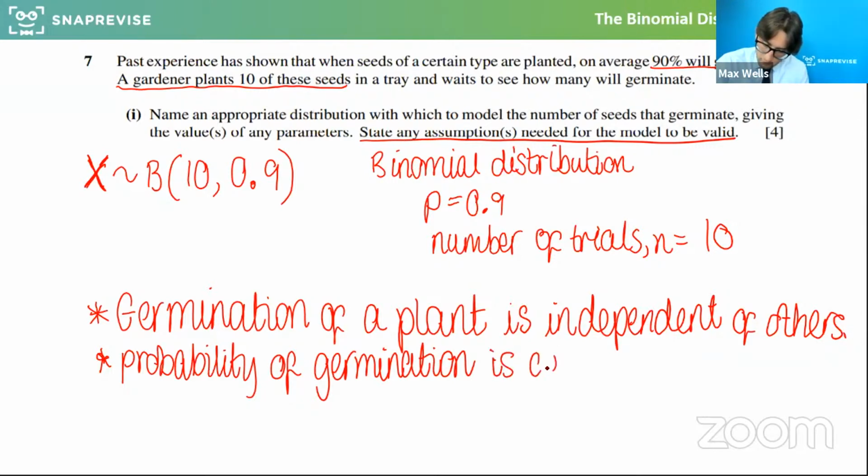And so there we go. We're going to state those assumptions there. Okay.